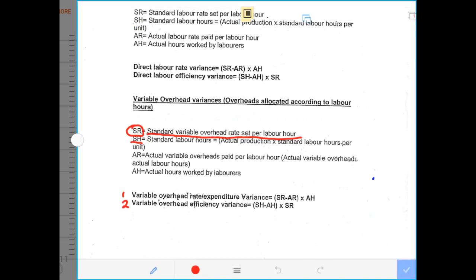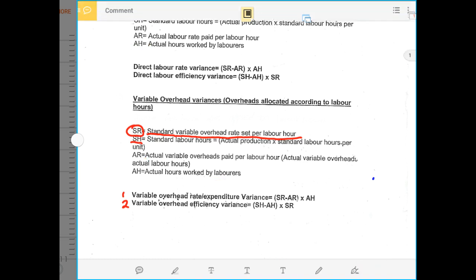Then we have AR, which is the actual rate of overhead. This will be the actual rate that gets to be paid per labor hour in terms of overheads. Then after, we bring your attention to AH, which is the actual labor hours worked. And that will be the same actual labor hours that you would have utilized when you calculated the direct labor variances.